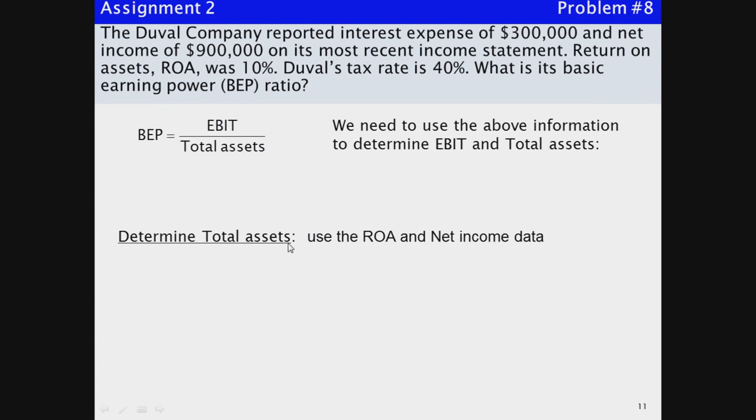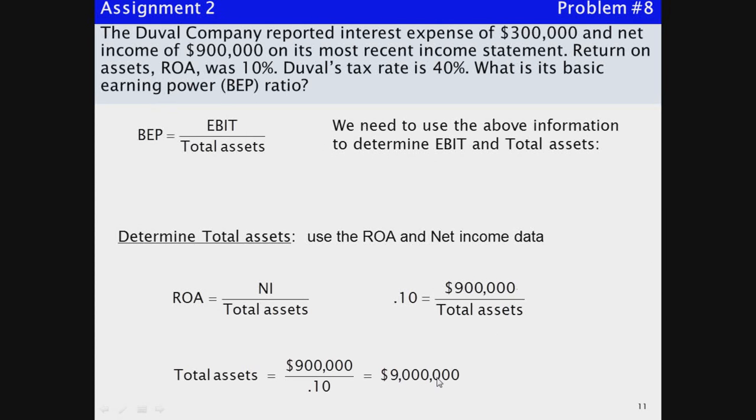We need to use the above information to determine EBIT and total assets because we're not given it. Let's do total assets first. We're going to use the ROA and net income data that was given. We know ROA is net income over total assets. We were given ROA is 10%. Write that as a decimal, 0.10. We were given net income of $900,000, so we can back out total assets as being $9 million. So we've got the denominator.